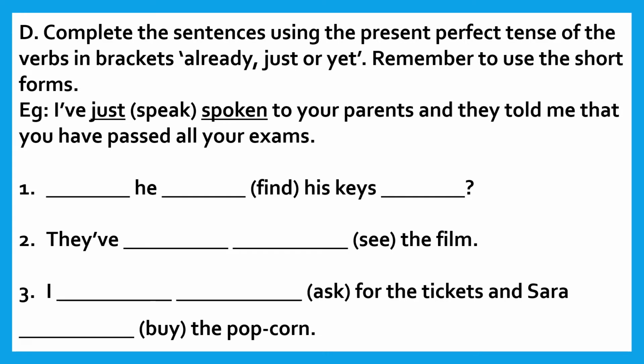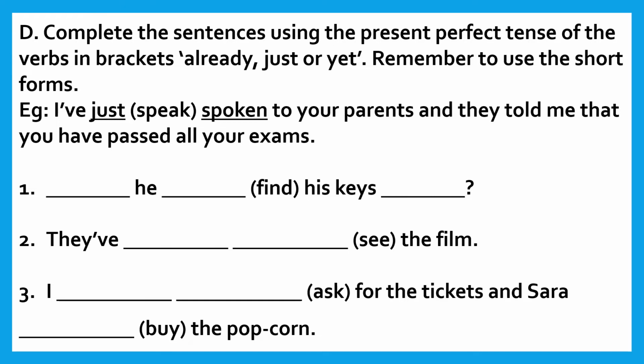Now see, one example is already solved and given. The sentence is, I've dash speak dash to your parents and they told me that you have passed all your exams. See, in this sentence, the word just has come after the word I've. I've means I have. And the verb speak becomes spoken in the sentence, which is a present perfect tense of the verb speak. So now likewise we will solve the rest of the sentences.